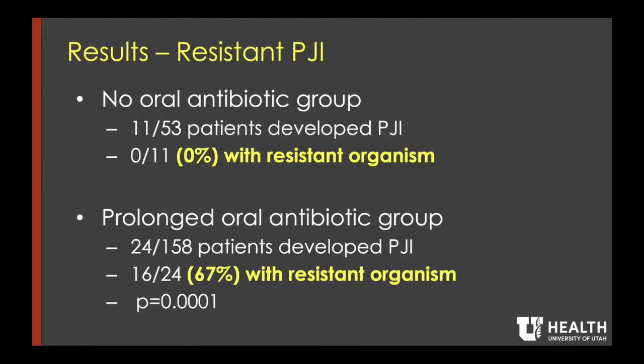So when we look at the rate of resistant organisms, in the group of patients that did not receive any oral antibiotics at stage 2, we had 0 patients that developed a PJI with a resistant organism. This was in comparison to the group that received prolonged antibiotics. 16 out of the 24 patients that were diagnosed with PJI had a resistant organism. So I think this slide is really the take-home message from this project, which shows a pretty significant difference between the two groups.